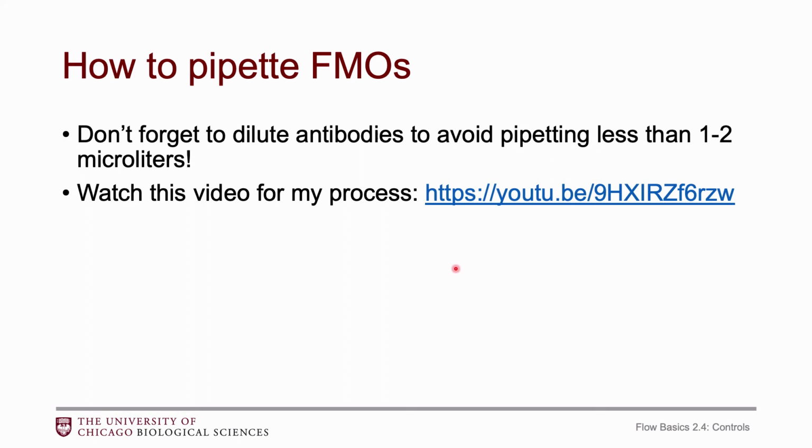Pipetting FMOs can get a bit challenging. This is probably the number one reason why people choose to skip them, because they're a bit tedious to pipette. You have to pipette every single antibody into every single tube. Again, don't forget that you should not be pipetting small volumes. Please dilute your antibodies before you pipette them into your FMOs. I created a little animation video to show my process for how I pipette my FMOs, because it can get a little bit complicated and easy to mess up. So this is my method for not screwing up your FMOs.